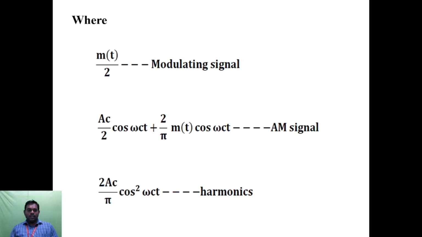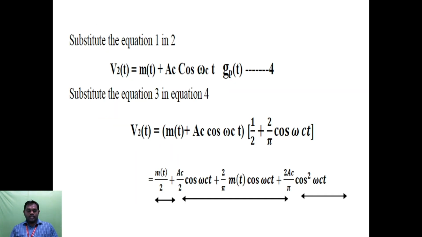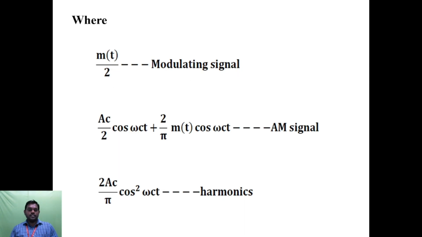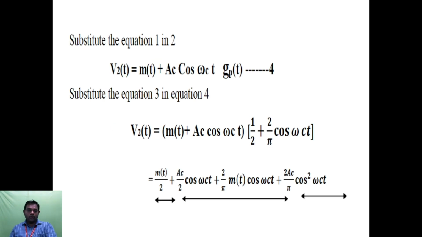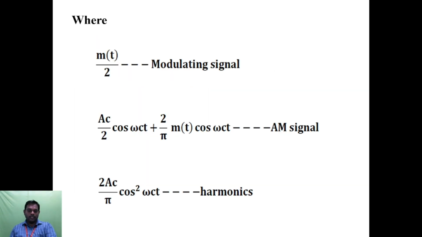So these three terms are represented as the modulating signal, which is m of t by 2, the AM signal, which is AC by 2 cos omega c t plus 2 by pi m of t cos omega c t, and the harmonic values, which are 2 AC by pi cos square omega c t. These three terms are called the modulating signal, AM signal and harmonic signals respectively.